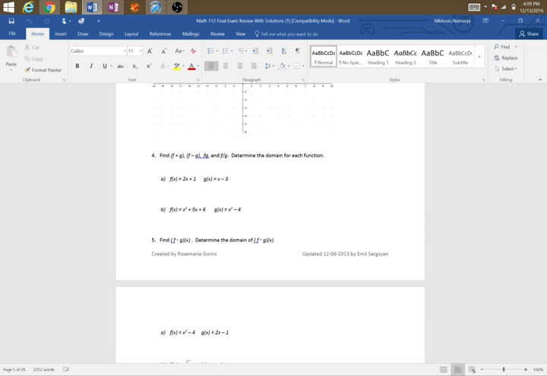For f of g, do you put f, the x, into g, or the other way around? Whatever is the first is the main one, and you always plug in the second into the first. So when you're doing function composition, you always plug the second function into the first function.